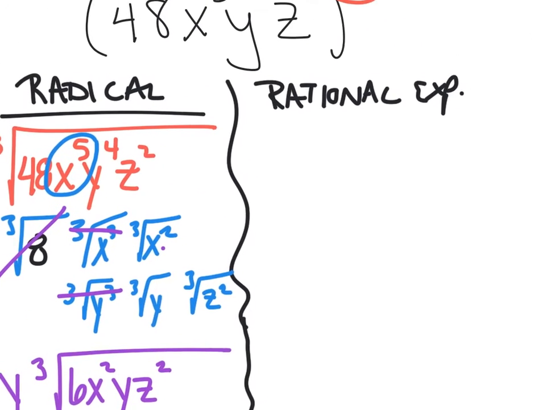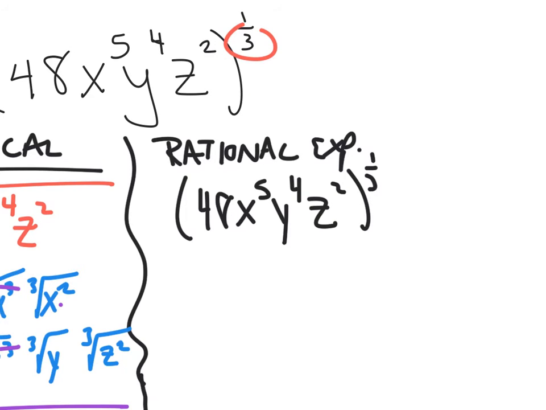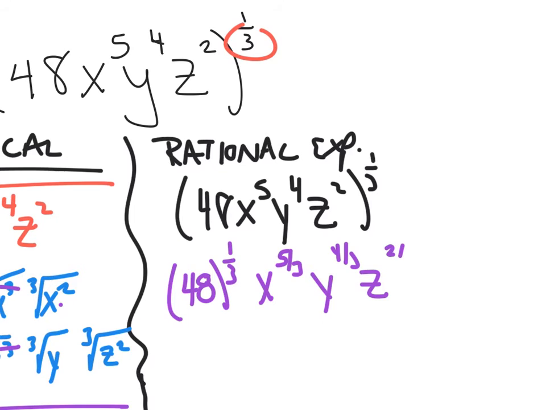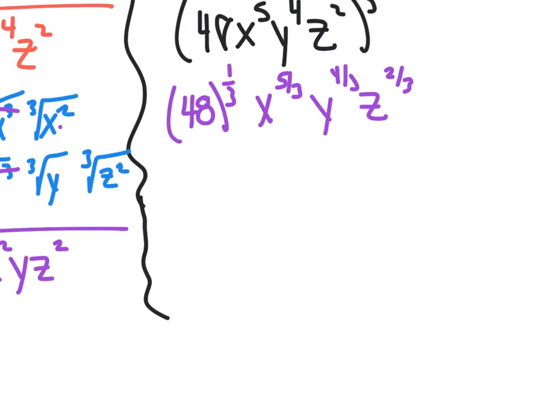Okay, let's do rational exponent form. So let's copy that same problem down. And use our exponent property. So again, that just says everybody gets raised to that 1/3. So 48 to the 1/3. See, that's going to be x to the 5/3, y to the 4/3, and z to the 2/3. Okay, so 48 again gets broken down the same way. We said that was 8 and 6.